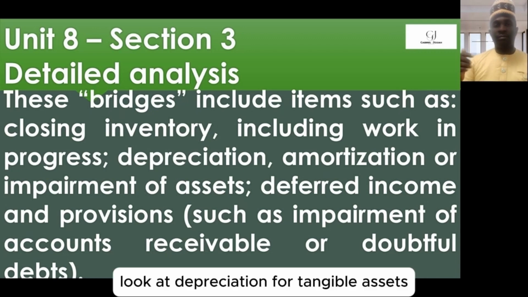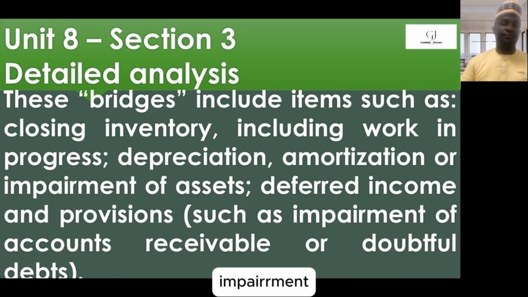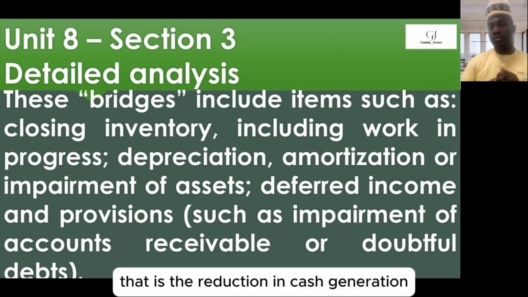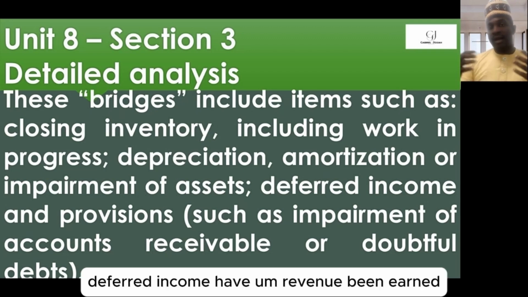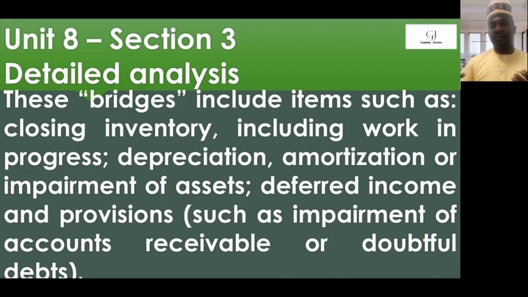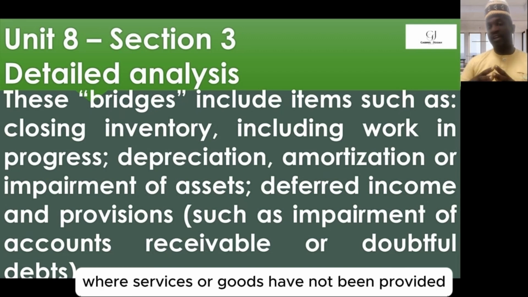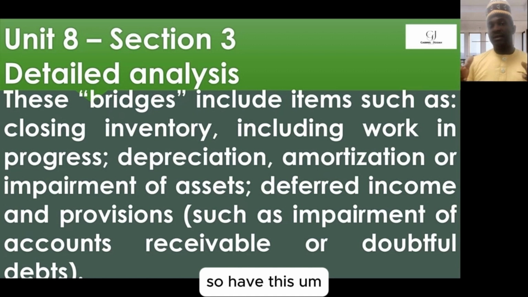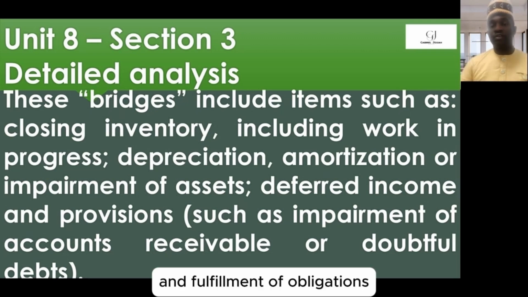Look at depreciation for tangible assets and amortization for intangible assets. Impairment, that is the reduction in cash generation in cash generating units of these assets. Deferred income, has revenue been earned? Revenue could be declared where services or goods have not been provided. So has this income been earned by provision of those services and fulfillment of obligations passed to the final consumer.